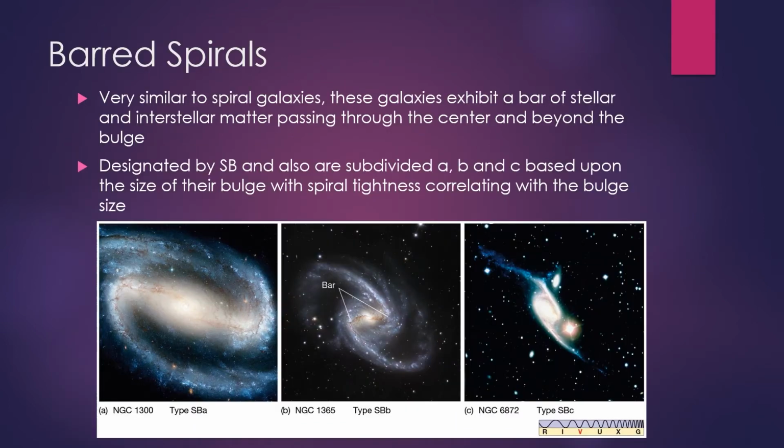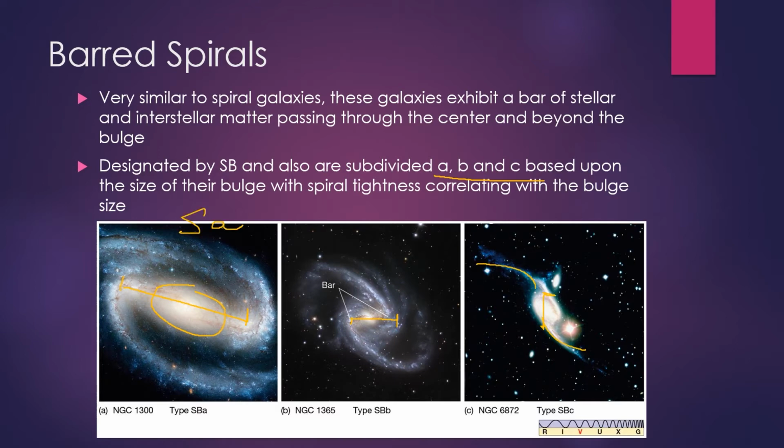Barred spirals are very similar to spiral galaxies. These galaxies exhibit a bar of stellar and interstellar matter passing through the center and beyond the bulge, designated by SB, and are also subdivided into A, B, and C based upon the size of their bulge and spiral tightness, correlating with the bulge size. What you're able to see is here's our central bulge, here is the bar. It literally makes almost like a bar through the center, which then becomes our spirals.